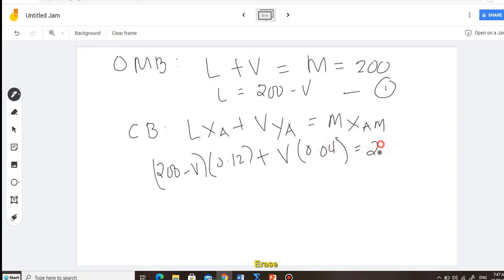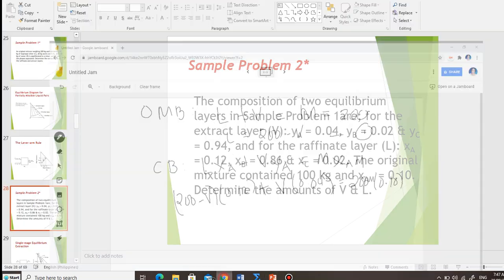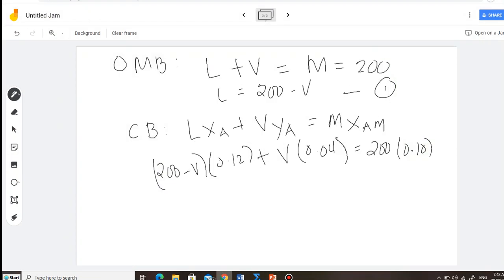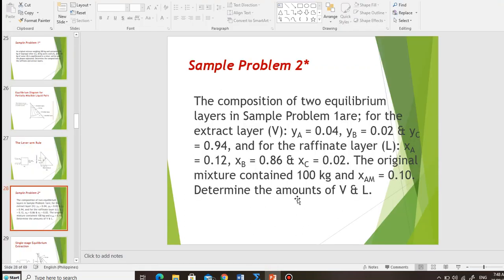And you have 200, and your XAM, which is 0.10, if I recall properly. So you have 0.10. Yes, it's 0.10. So in that case, you have only V here as the unknown. So you'll get the V, and then you have the L, if you just substitute the V in here. So I'll leave that to you. You determine the V, and then you will have the L. And that already answers the sample problem here.